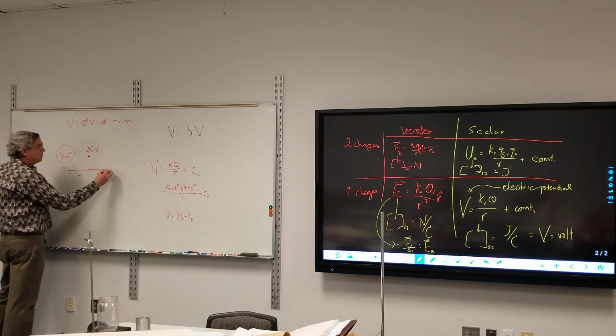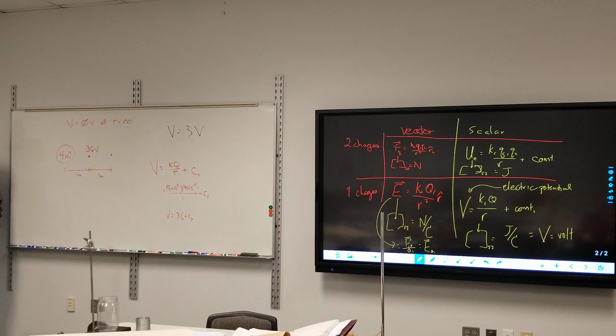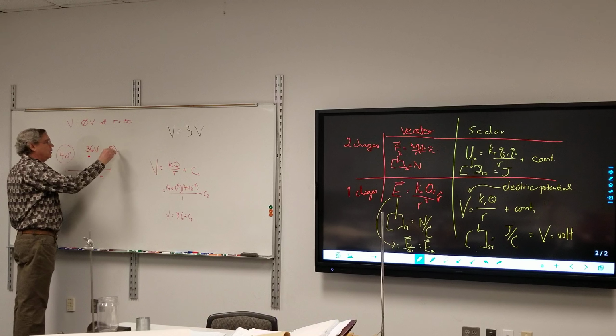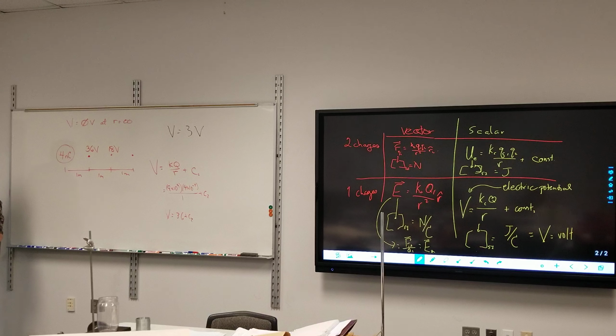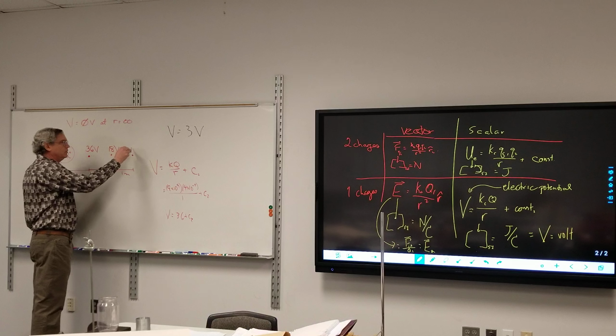All right, now if I'm next going out another meter, what's the potential there? Assuming this. Pardon? It's half of that. Okay. It's 18 volts. And I've got another meter. 12. I think you said 12. Yes.